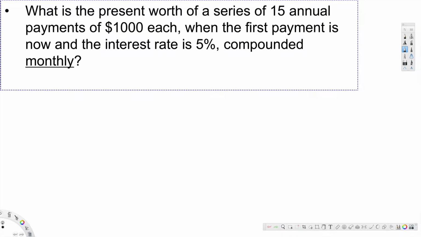Let's look at this problem right here. The question is asking, what is the present worth of a series of 15 annual payments of $1,000 each when the first payment is now and the interest rate is 5% compounded monthly?